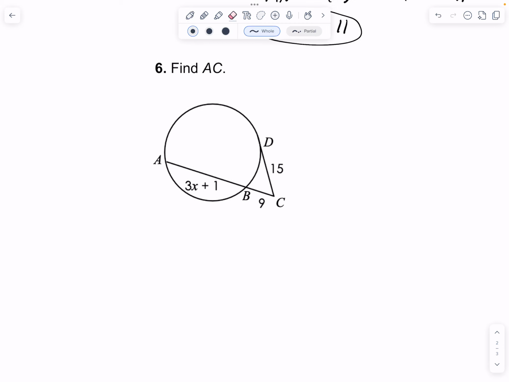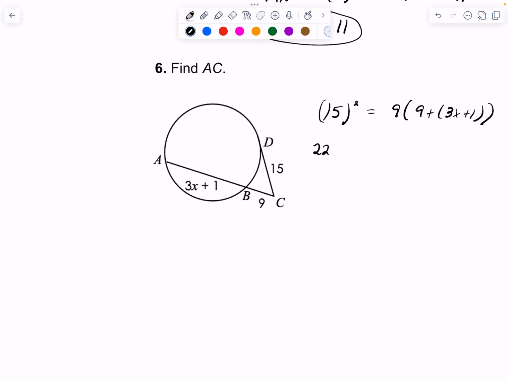I'm going to write 15 squared, that's my tangent, squared, equals 9 times 9 plus 3x plus 1. All right, this is 225. This is 9 times. So combining like terms, I get 3x plus 10. All right, I'm going to distribute to get 27x plus 90. So 27x equals, if I move that 90 over, 100 would be 125, so 90 would be 135. And x is going to be equal to, let's see, I believe that's going to be 5.